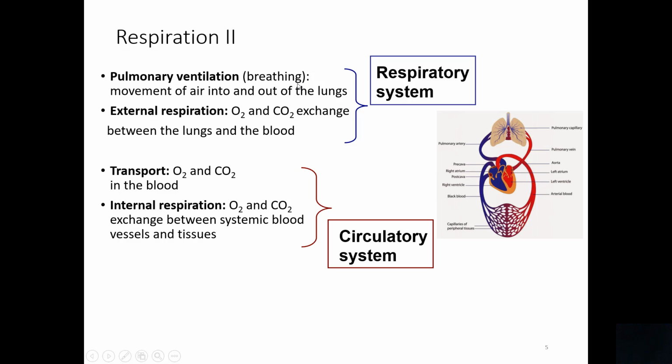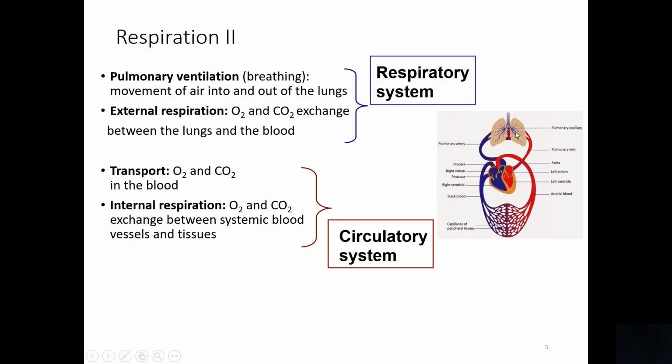We breathe in, we breathe out. We breathe in air with a lot of oxygen, and we breathe out air with carbon dioxide. So movement of air into the lungs and out of the lungs, through the trachea, through the nose, is called pulmonary ventilation.